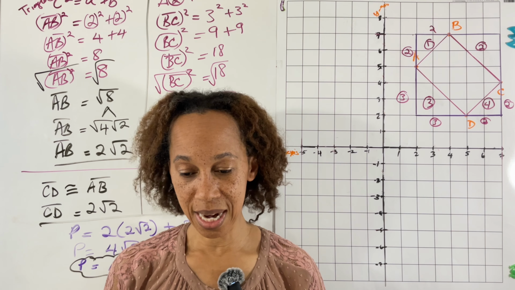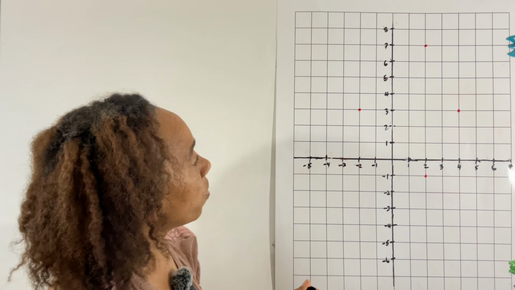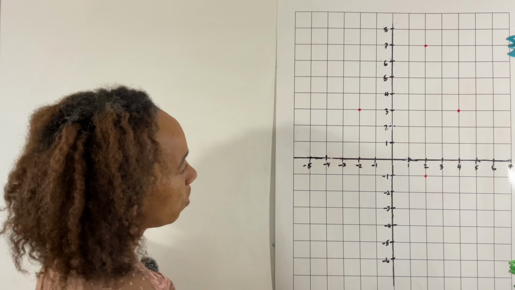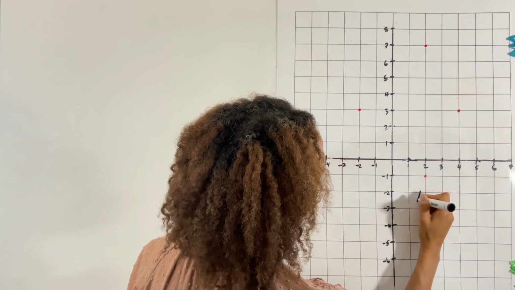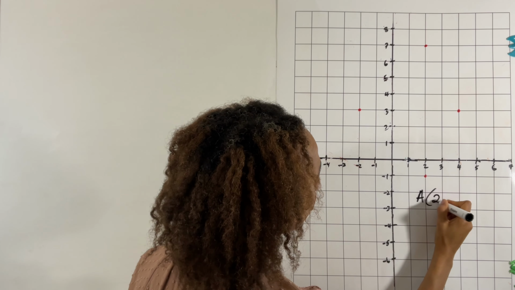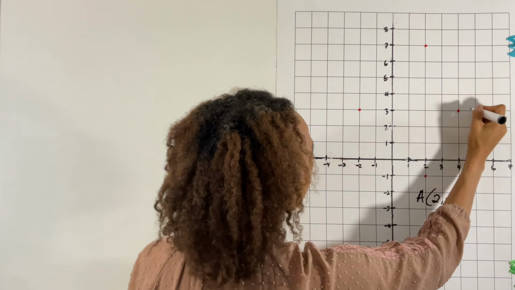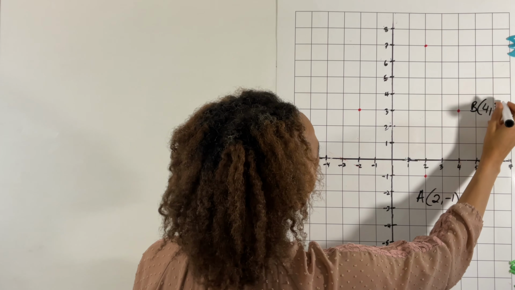So with that being said, I want to show you another example. The coordinates were given before. The coordinates for A are simply 2, -1, and the coordinates for B are 4, 3.